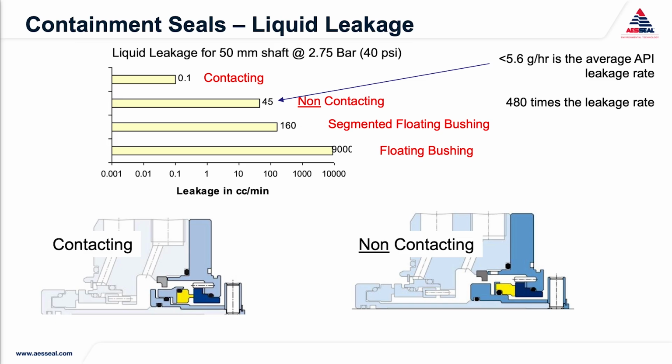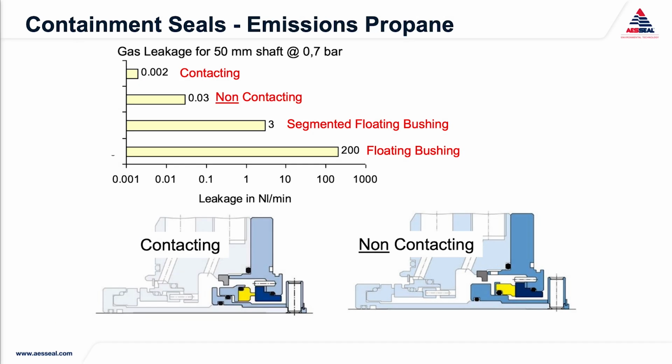If we consider the 8-hour maximum running period in API 682, this equates to a total of 21.6 litres of leakage, or 4.5 gallons. If we look at the same chart again, but for emissions rather than liquid leakage, and in this case propane for the same seal design, but this time at 0.7 bar or approximately 10 psi. This is generally the alarm pressure of the containment seal interspace.